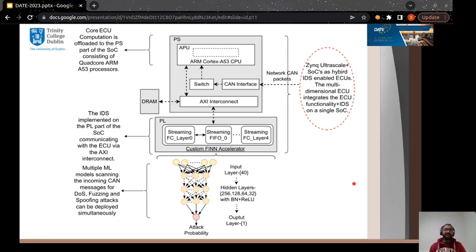Here, the core ECU functionality is carried out in the PS part of the SoC, comprising automotive-grade quad-core ARM A53 processors, while the IDS computation is offloaded to the PL part of the SoC, which communicates with the ECU via the AXI interconnect. On the PL, we can have multiple intrusion detection systems that scan the incoming CAN packets for denial of service, fuzzing, or other attacks simultaneously.